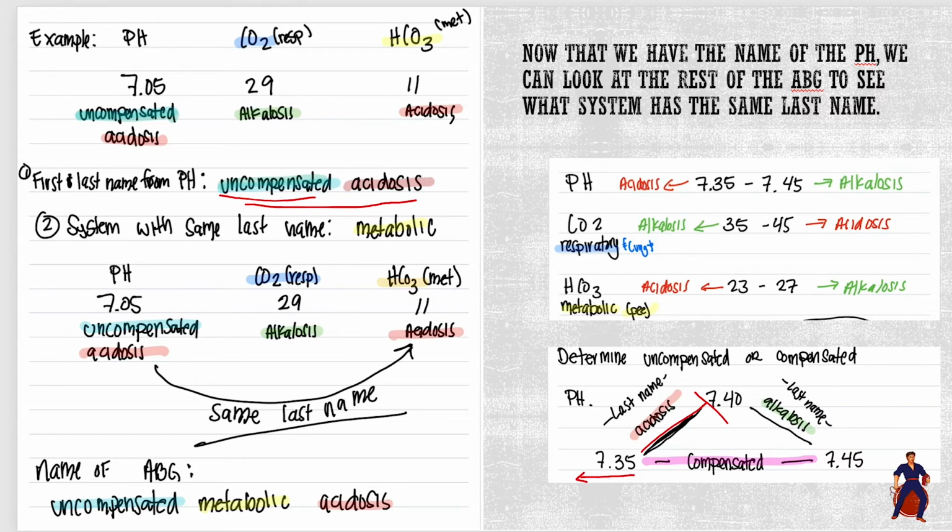So now that we've established the name of our pH, we can move on to step 2, which is to look at which system is responsible for us being in a state of uncompensated acidosis. So we have our same ABG. We've established that our pH is an uncompensated acidosis. We look at our CO2, and that's an alkalotic CO2, so it's not that one. And we look at our bicarb of 11, and it's acidotic. So same last name, and that is the father of our baby ABG. So this ABG is an uncompensated metabolic acidosis.